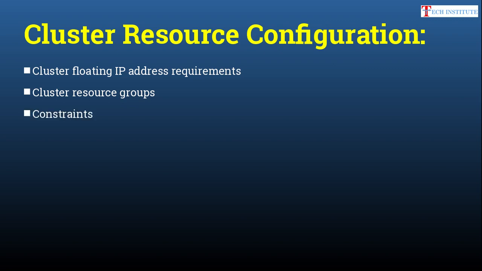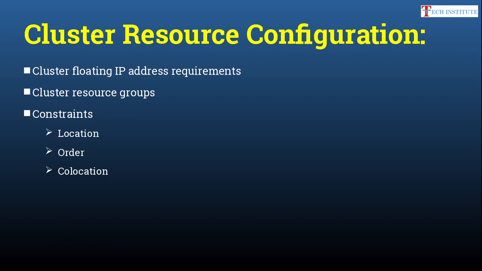Also you need to have a clear picture about your constraints, like responsibilities or interrelationships, such as location constraints, where a particular resource should run on a particular node, or an order, like first your file system should mount, then your application should start, then your virtual IP should start. If you have that kind of order, keep that information handy before proceeding with the configuration.